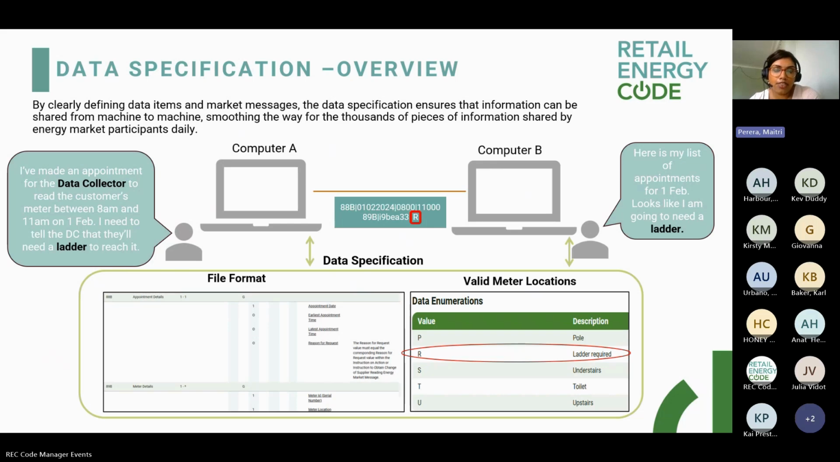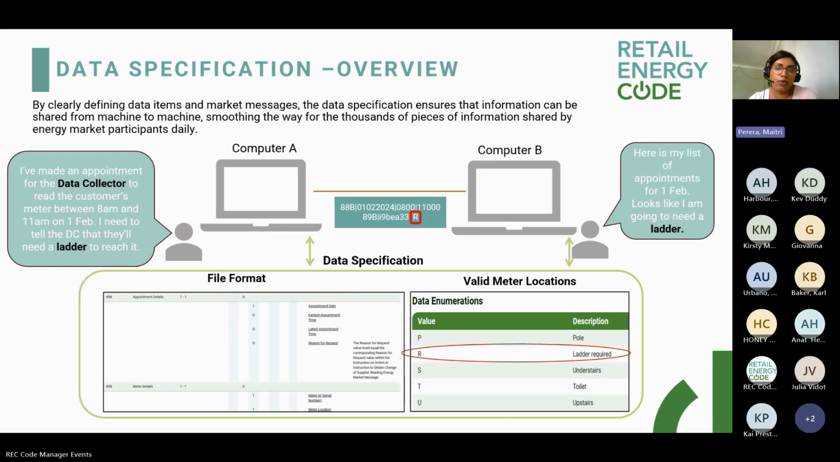The market message MM00219 and the flow D0290 structure confirms that group 88B confirms appointment time slots, and group 89B holds data item meter location, which have a valid set of enumerations related to the meter's position and confirms logistics for the data retriever to plan for. For example, in this one, a ladder will be required.